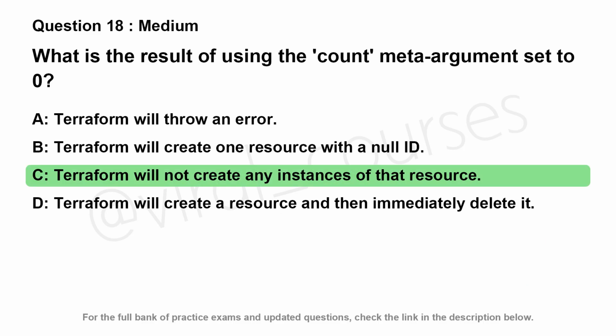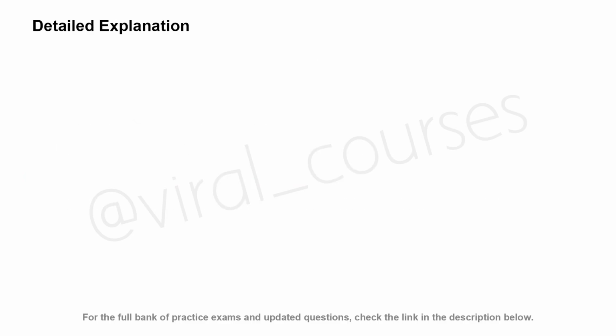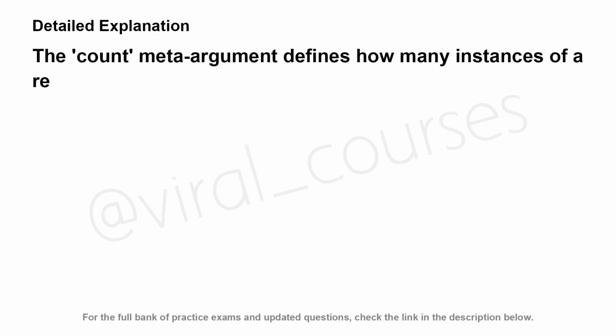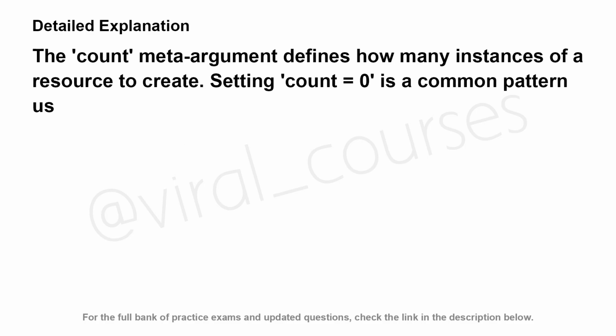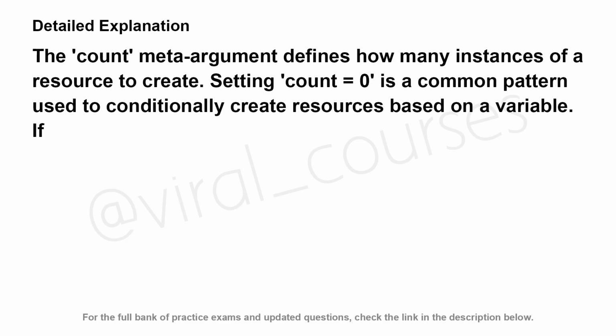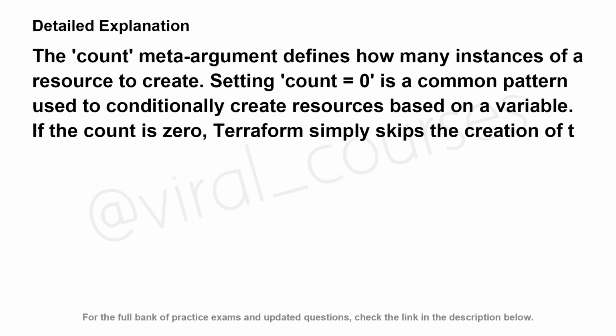The correct answer is C. The count meta argument defines how many instances of a resource to create. Setting count equals 0 is a common pattern used to conditionally create resources based on a variable. If the count is 0, Terraform simply skips the creation of that resource entirely.